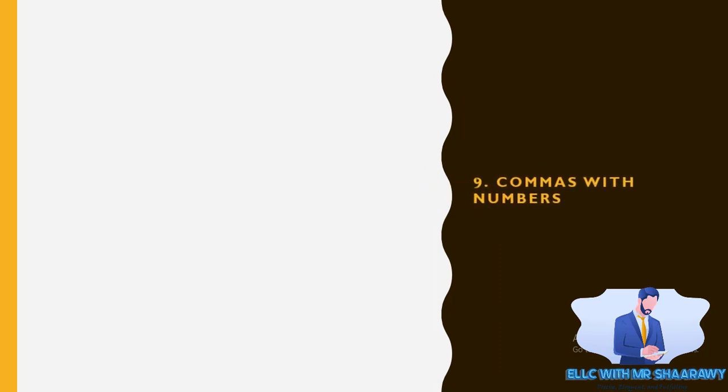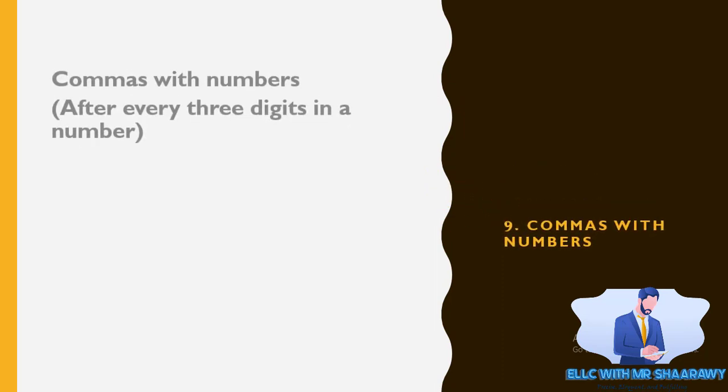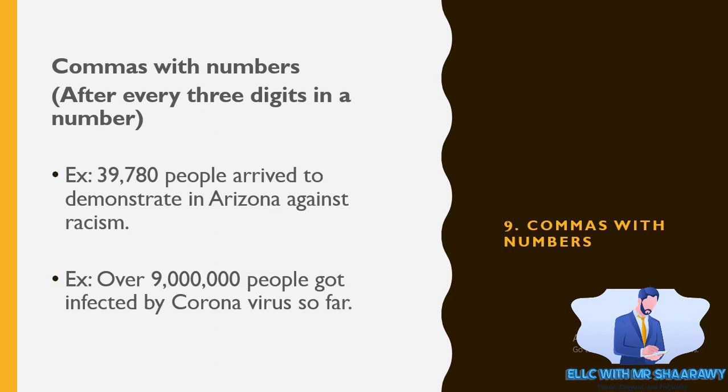The next use is when you use commas with numbers. 39,780 people arrived to demonstrate in Arizona against racism. So as you can see, you have 5 digits here. You have to separate the first 3 digits by adding a comma, and this is from the right side. You count 1, 2, 3 digits, comma, 1, 2, 3 digits, comma, and so on.